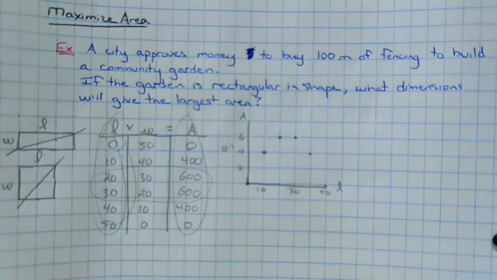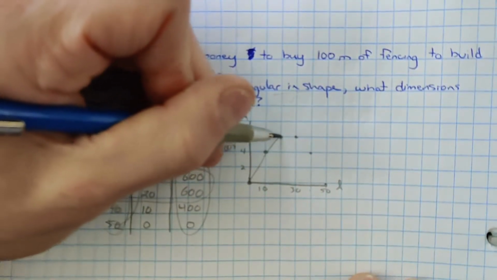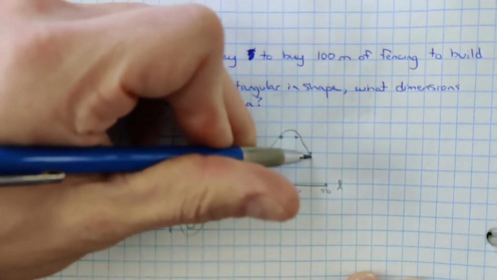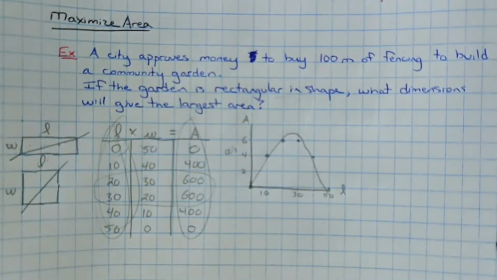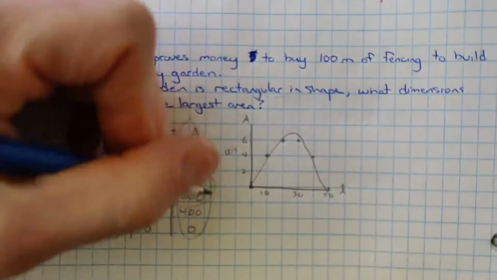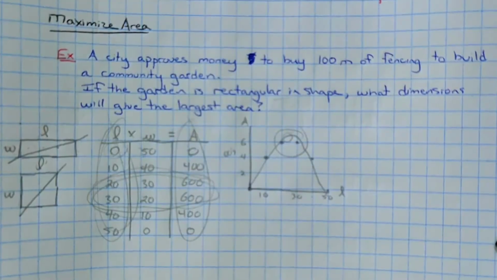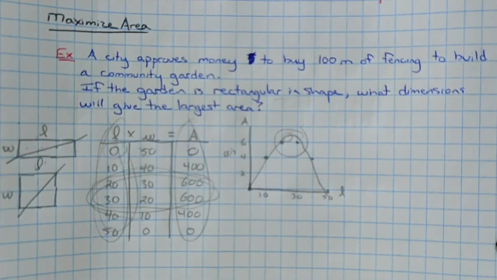We look at that, and it kind of looks like a parabola. My drawing's terrible, by the way. It kind of looks like a parabola. I'm thinking that somewhere in between here, that's going to be our maximum value. Like, right in between, maybe?